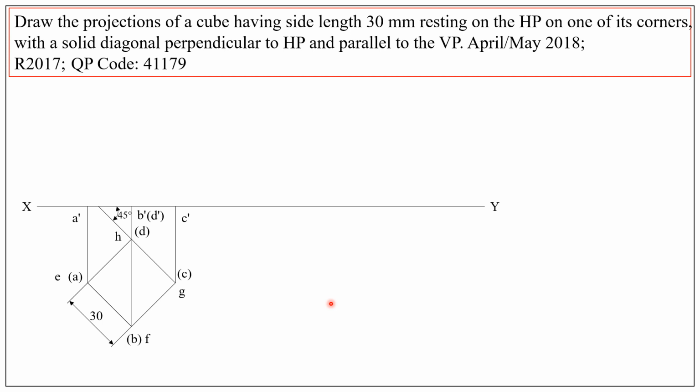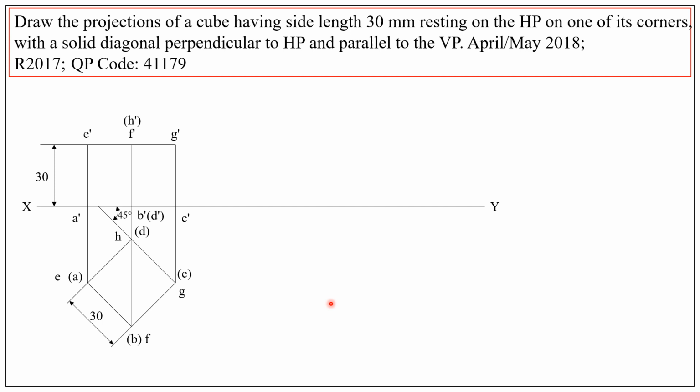The other points E, F, G, H are at the top. So what is the distance between the base and the top? It is equal to 30 millimeters because it is a cube. Therefore, draw a horizontal line at a distance of 30 millimeters above the XY line connecting these projectors and obtain the points E dash, F dash, G dash and H dash. H is on the other side of the solid which is invisible, therefore it is put within brackets.